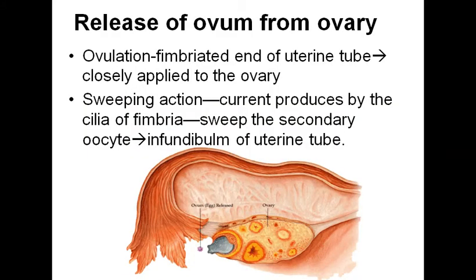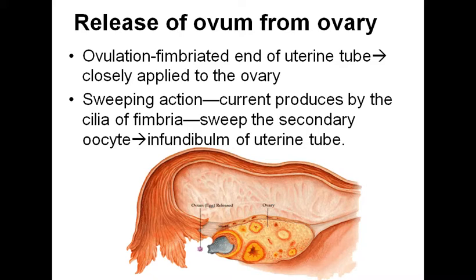Let's talk about the release of ovum from ovary first, and then we'll proceed to other points. At the time of ovulation, which you have already studied in the menstrual cycles, ovulation happens in the mid cycle when the ovary discharges the mature ova from its surface. So at the time of ovulation, what happens?